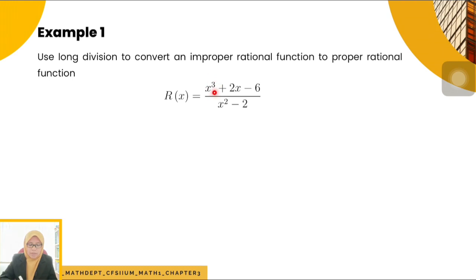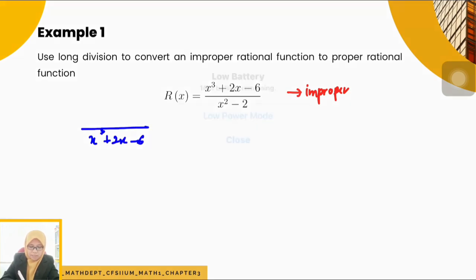So from here we have the degree of the numerator is x cubed, and the degree of the denominator is x squared. So the degree of the numerator is bigger than the degree of the denominator. Therefore, this is an example of an improper rational function. How can we convert this improper rational function to a proper rational function? By using long division. So let's apply the long division here. x cubed plus 2x minus 6 divided by, our divisor here is x squared minus 2.